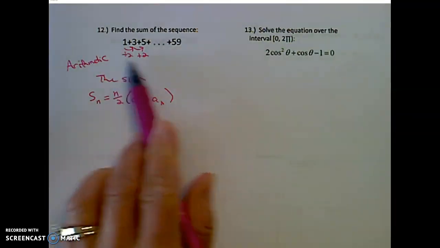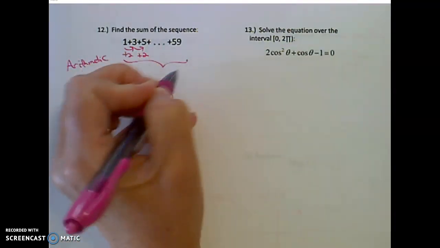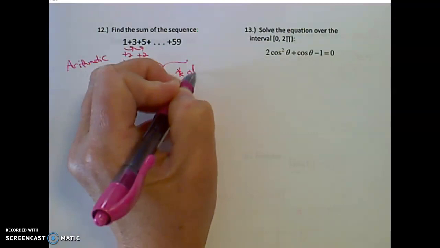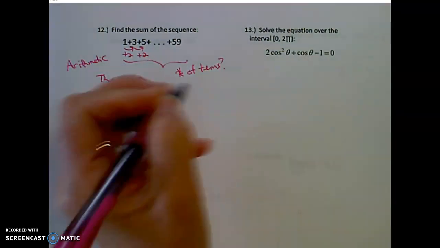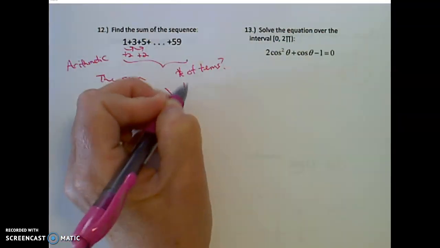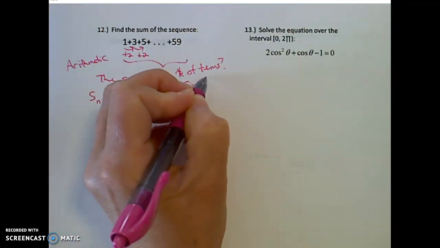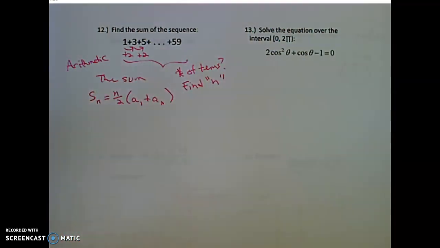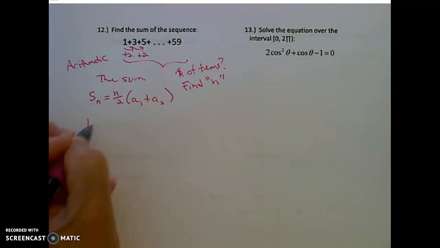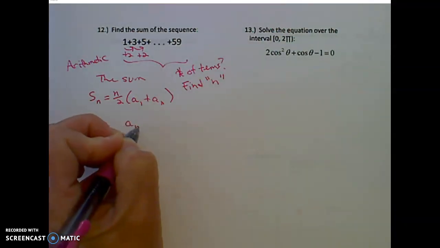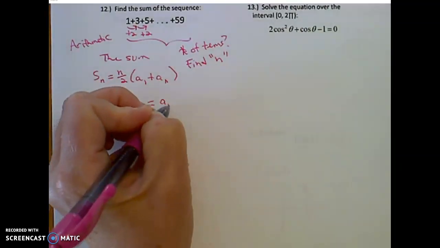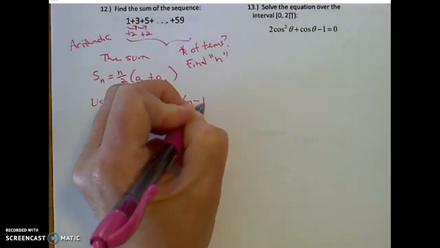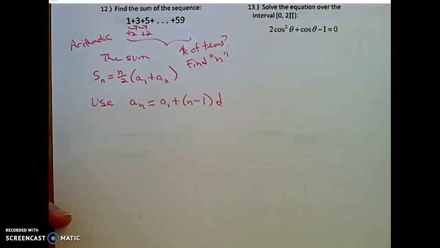The problem is I don't know how many terms are in this sequence. I don't know how many terms that is for that n right there, so that tells me I need to find n. How do I find n? I use a sub n is equal to, the arithmetic sequence general term is the first term plus n minus 1 differences.